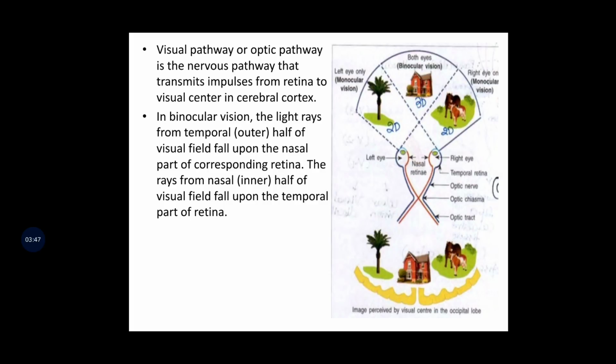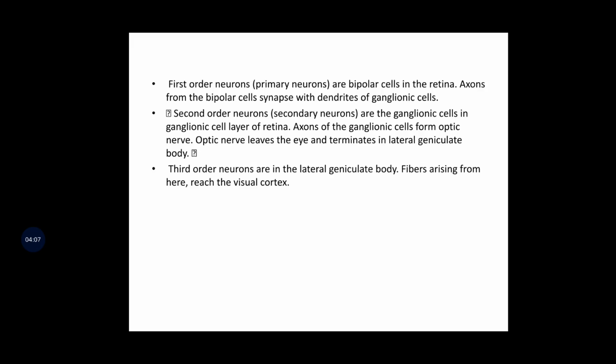The visual pathway, the optic pathway, is a nervous pathway that transmits impulses from the retina to the visual center in the cerebral cortex. Now in binocular vision, the light rays from the temporal half of the visual field fall upon the nasal part, and the rays from the nasal half of the visual field fall upon the temporal part of the retina.